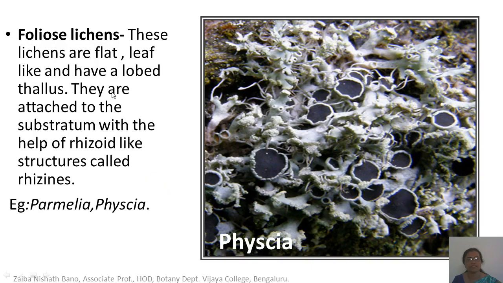Now coming to the second category, foliose lichens. As the word says, they are leaf-like. These lichens are flat, leaf-like and have a lobed thallus. You can see here, unlike the crustose lichens, the edges are not sticking to the substratum. They are lobed, foliar, and they are attached to the substratum with the help of rhizoid-like structures which we term rhizines. Examples, Parmelia and Physcia. Here you can see the lichen which is called Physcia.